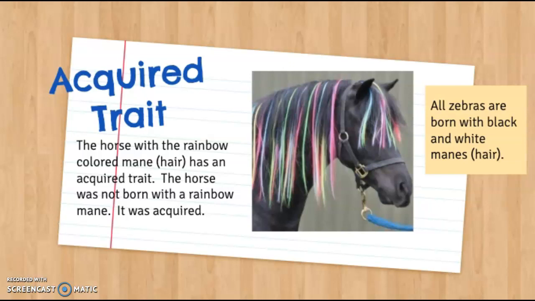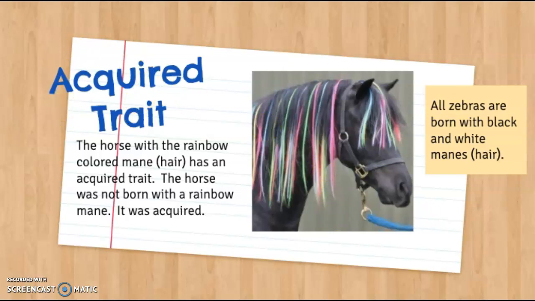Correct. If you chose the horse with the rainbow-colored mane or hair, that is the acquired trait. This horse was not born with a rainbow mane. It was acquired. Probably its owner dyed the mane, which is its hair here, all different colors, which looks pretty cool, but that horse was not born with hair like that. That makes it an acquired trait.